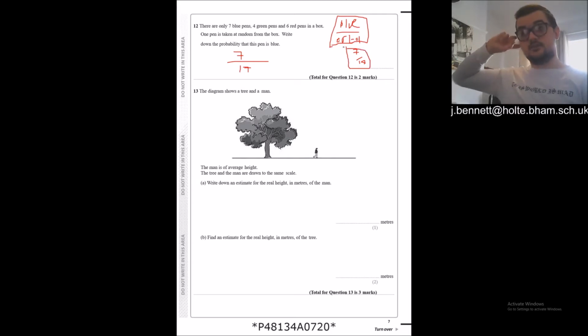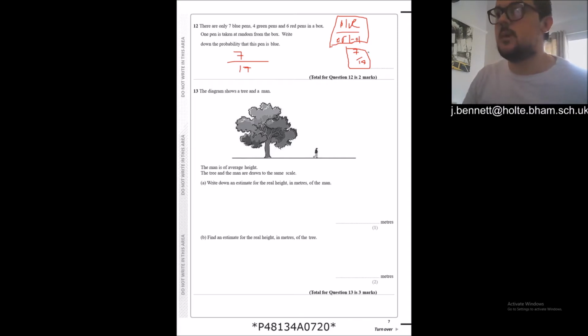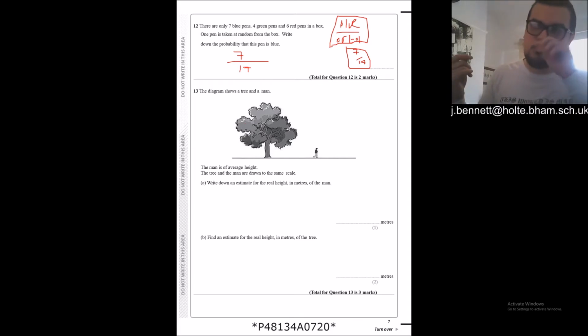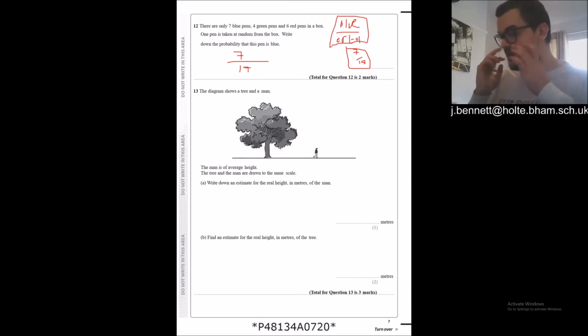Okay, this question I can't really answer because it's about scale and it wants you to measure. So I can tell you how to answer it, but I can't actually do the answer itself. It says the man is of an average height. The tree and the man are drawn to the same scale. Write down an estimate for the real height in meters of the man.